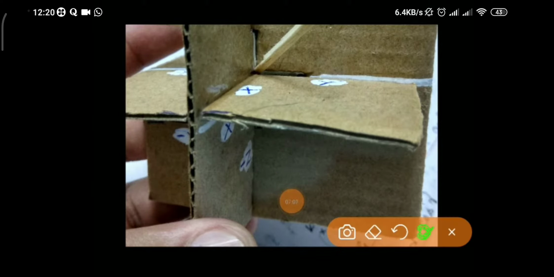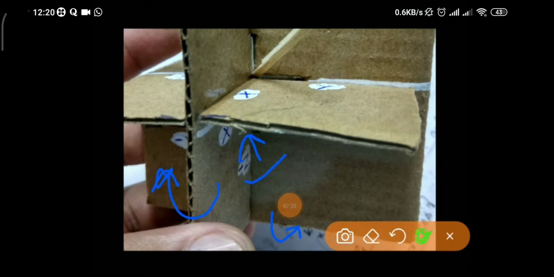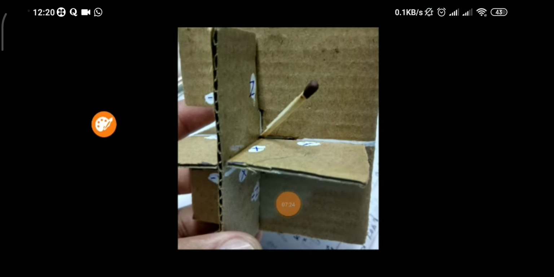So now you can see this is one room. Behind this there will be one room. On the other side, that side, there will be one room, and here will be one room. So total we have 8 rooms. These 8 rooms are called octants.